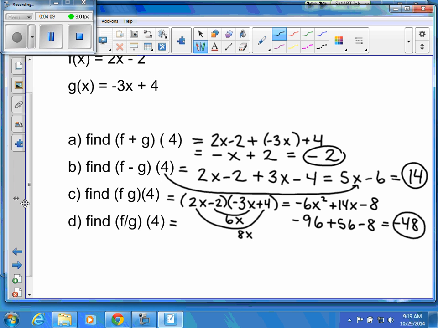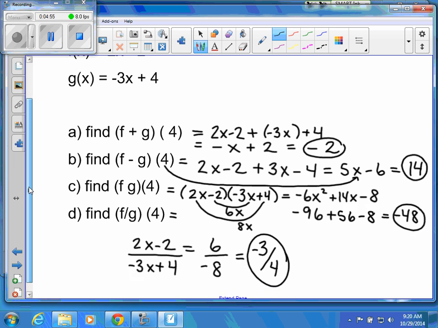Okay, the last one. We are dividing f divided by g. I'm going to put it down here. F is 2x minus 2. G is negative 3x plus 4. Now you're going to plug your 4 in. Substitute. 2 times 4 is 8. 8 minus 2 is 6. A negative 3 times 4 is a negative 12. And a negative 12 plus 4 is a negative 8, which simplifies to 2 goes into both of those, a negative 3/4.